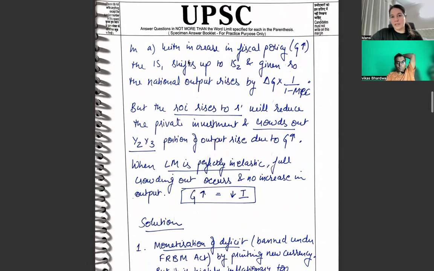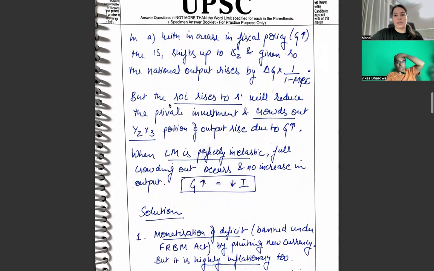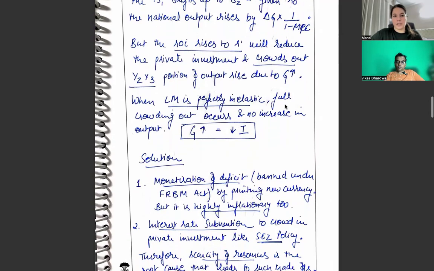So in panel A, with the increase in the fiscal policy, with increase in government expenditure, the IS1 shifts up to IS2, and given the rate of interest at R naught, the national output will rise by this much amount of the government multiplier size. So the rate of interest will also rise to R dash, and this will reduce the private investment and will crowd out this much amount of the output increase due to increase in government expenditure.